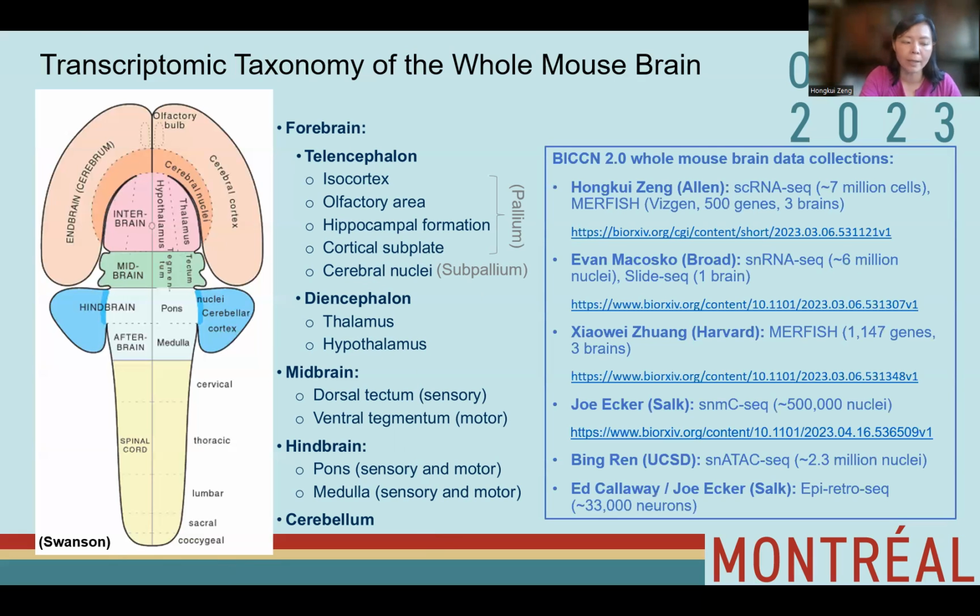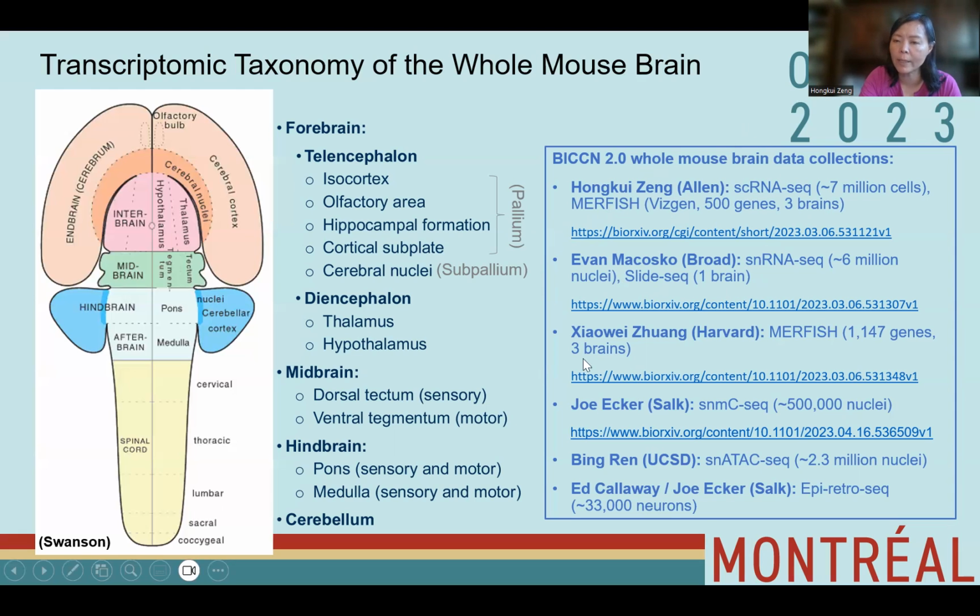This is yet another large-scale collaborative effort within the BICCN, which we now call the BICAN 2.0 Whole Mouse Brain Consortium. In this consortium, several labs have been working together and generating whole brain scale molecular data sets at a single cell level. Those include single cell RNA-seq, single nucleus RNA-seq, single nucleus methylation-seq, single nucleus ATAC-seq, as well as 3 different sets of whole brain scale spatial transcriptomics data using the MERFISH method or the Slide-seq method.